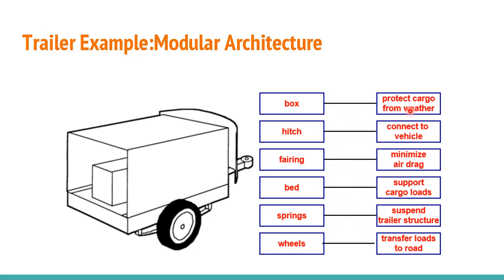So the box protects the cargo from the weather. The hinge connects to the vehicle. The fairing minimizes air drag. The bed supports the cargo load. The spring provides suspension. The trailer structure transfers the load to the road. That is how the modular architecture works.